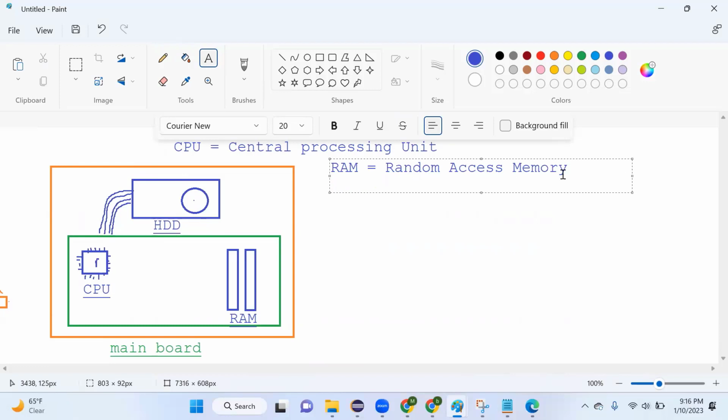Okay, random access memory. But in summary, RAM is called memory, and HDD is hard disk drive. Why is it called hard disk? Is there any soft disk before?